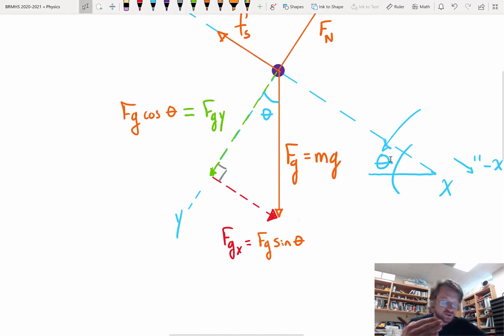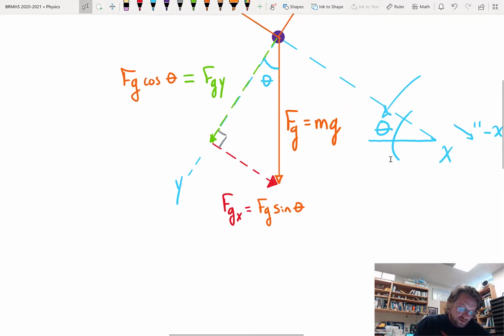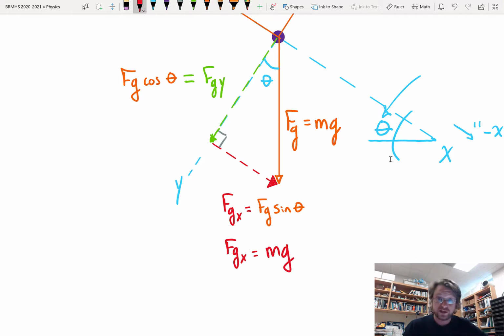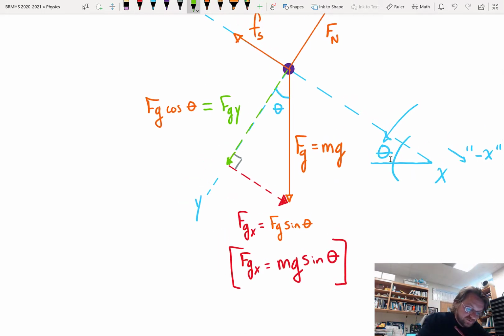We always know Fg is equal to mg. So I can write this one more time. I'll write it for the red x direction first. That's going to be mg, because mg equals Fg, mg sine theta. All right, so this is an important expression that I need for the component of gravity that's pointing down along the plane. And then I can do the same thing over here for my Fgy. It's going to be mg cosine theta. mg cosine theta is the force of gravity in the y direction.